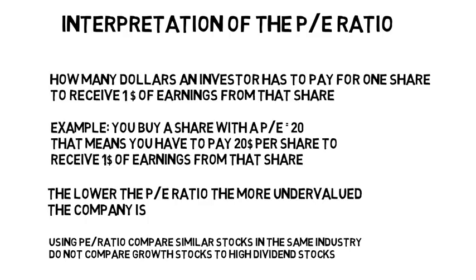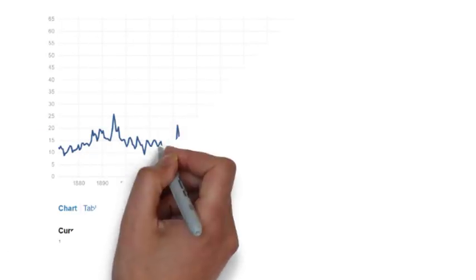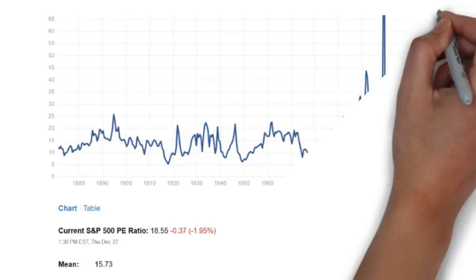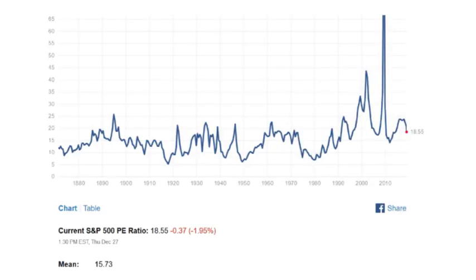According to this chart from multiple.com, the average PE ratio of the S&P 500 in the last 100 years was 15.73. And currently, as of the 27th of December 2018, we are trading at 18.55. According to this indicator, we are still above the average, but came down from a PE of 25, which we had on the 1st of January of 2018.